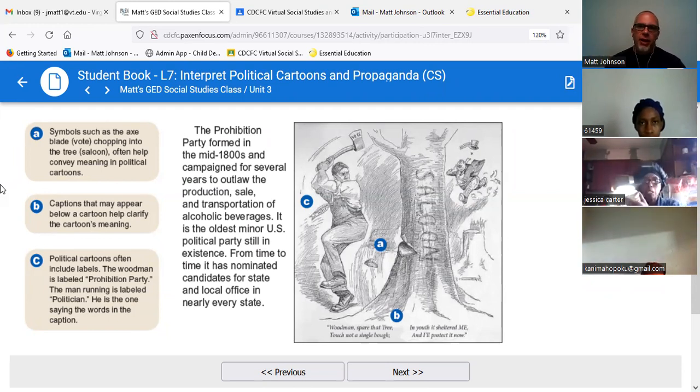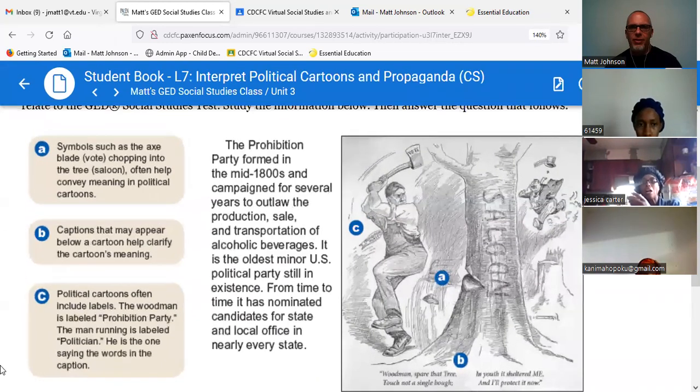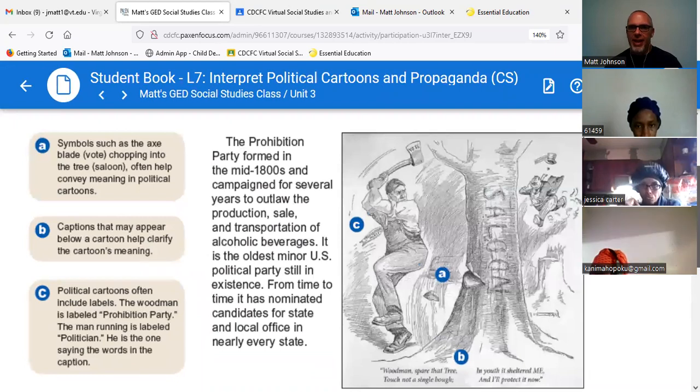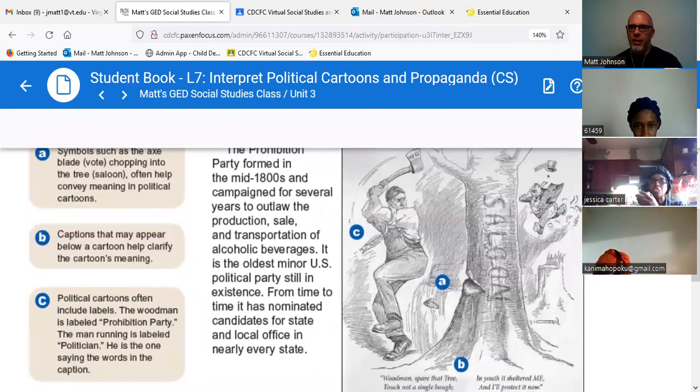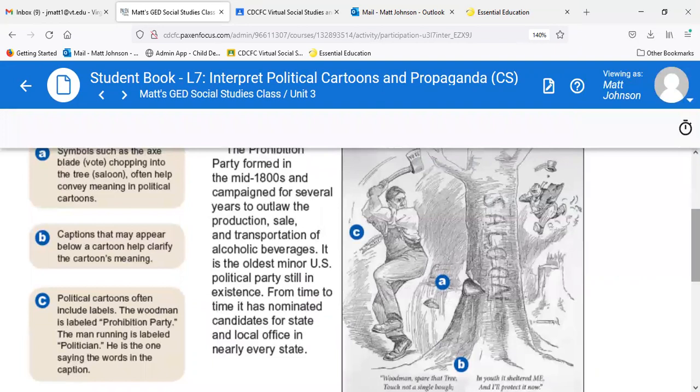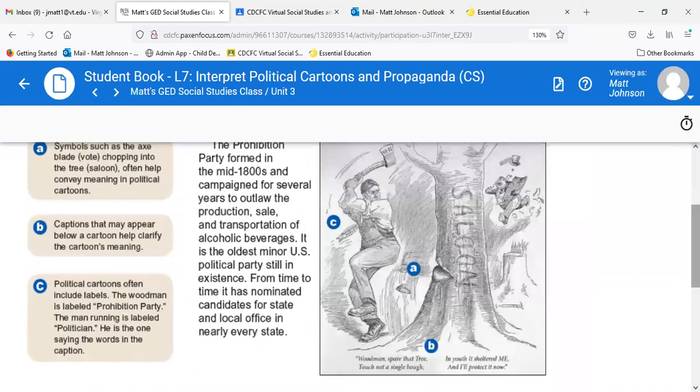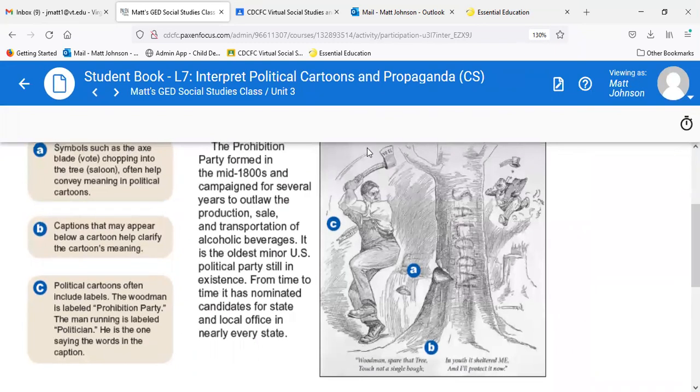So what's represented here in the illustration, like it says in text box A, is symbols such as the axe blade is showing, chopping into the tree. And it's basically conveying the message of the political cartoon. So you see on the axe head, I'll try to zoom in on this a little bit. The text on these cartoons sometimes is pretty light. So take a look. But at the top, on the axe it says vote, right? And it's cutting down the saloons.